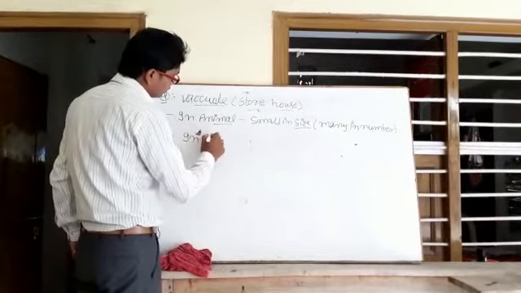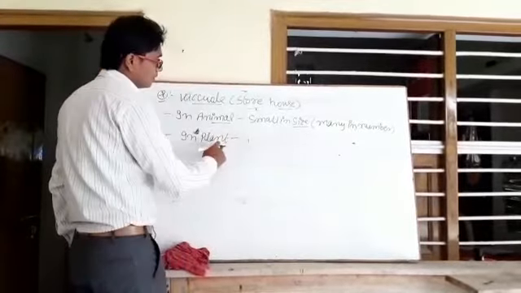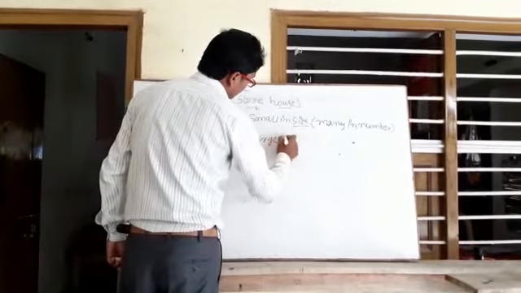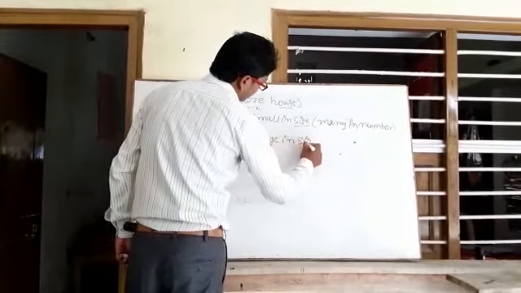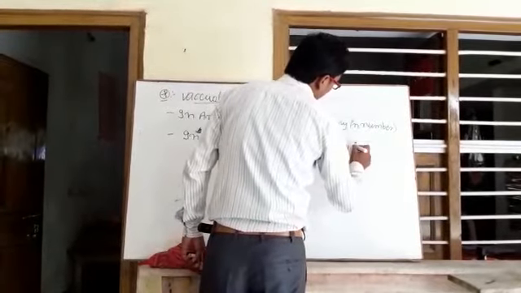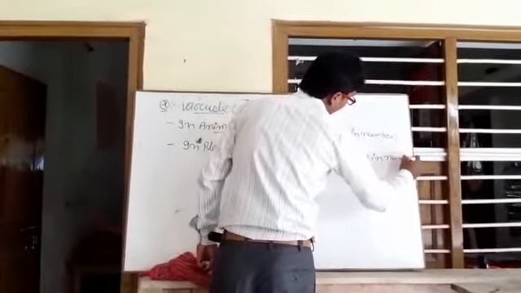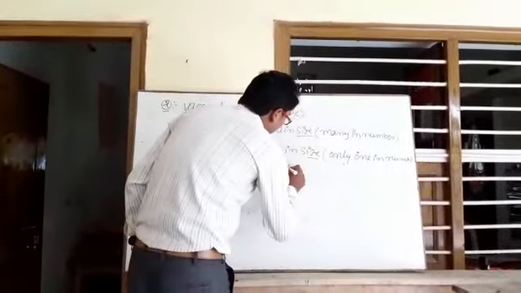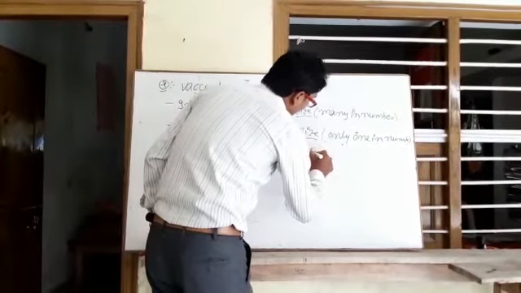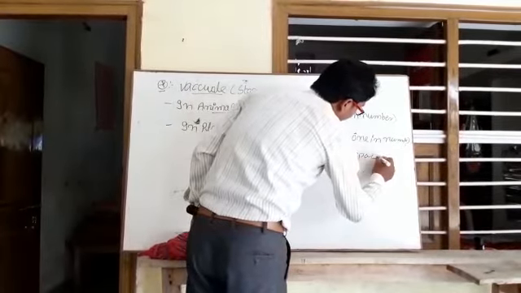In plants, vacuoles are large in size. So large in size, they are only one in number. So in the case of plants, the vacuole occupies 50 to 90% of the space.